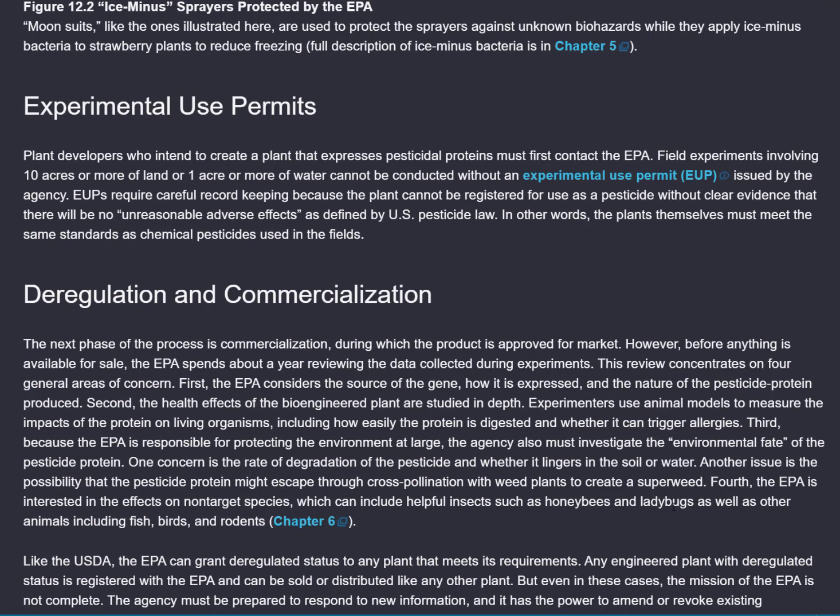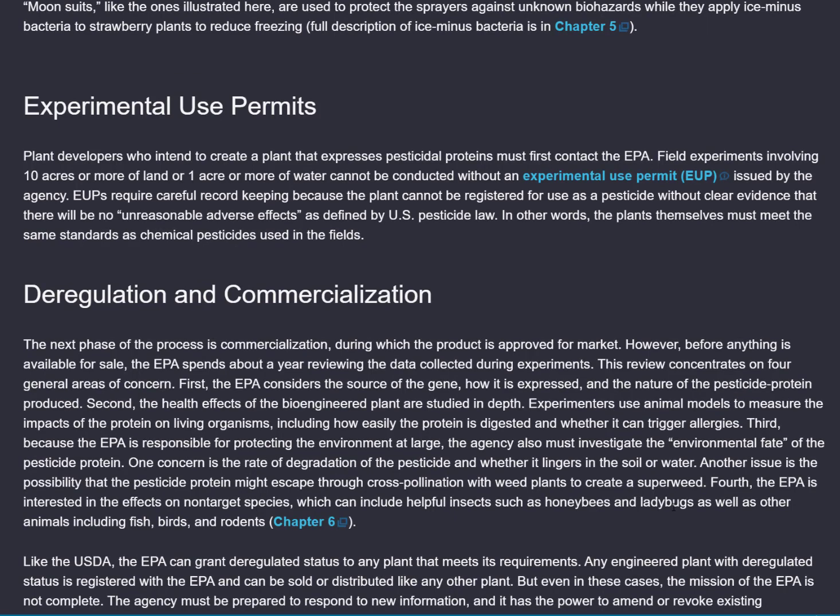Figure 12.2 Ice-sprayers protected by the EPA. Moon suits, like the ones illustrated here, are used to protect the sprayers against unknown biohazards while they apply ice-bacteria to strawberry plants to reduce freezing. Full description of ice-bacteria is in Chapter 5.